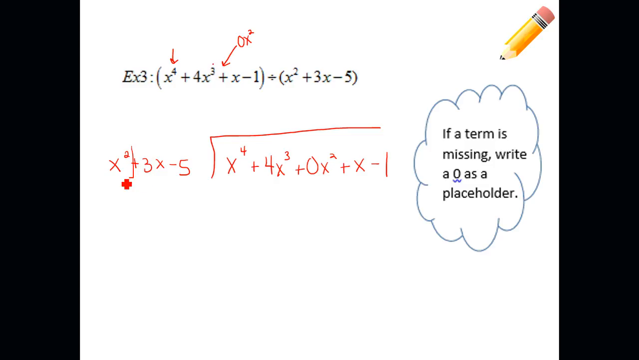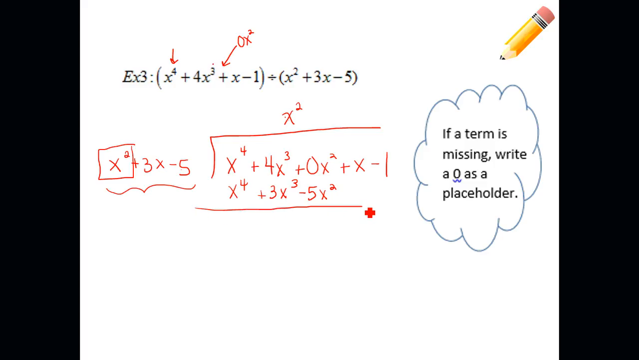So again, I'm going to look at this lead. X squared, what do I need to multiply x squared by to make x to the fourth? Oh, I need to multiply him by another x squared. So now that I placed x squared up here, I need to multiply x squared by all 3 of these terms and line them up. X squared times x squared is x to the fourth. X squared times 3x makes 3x to the third. That's a positive. X squared times negative 5 makes negative 5x squared.